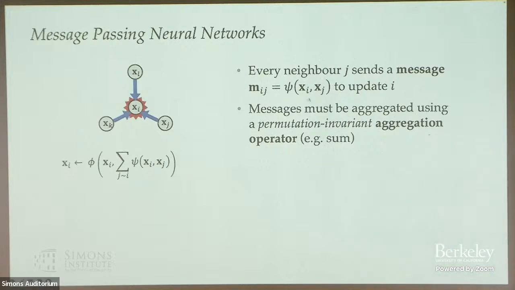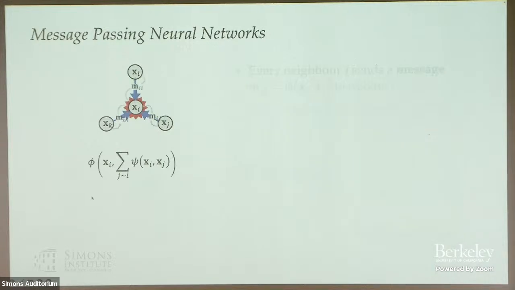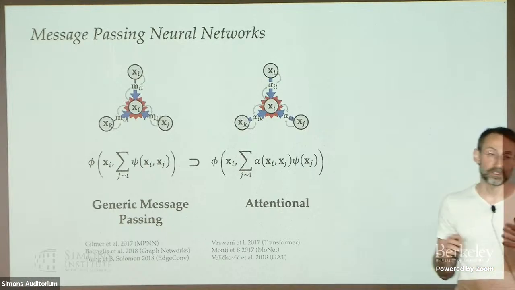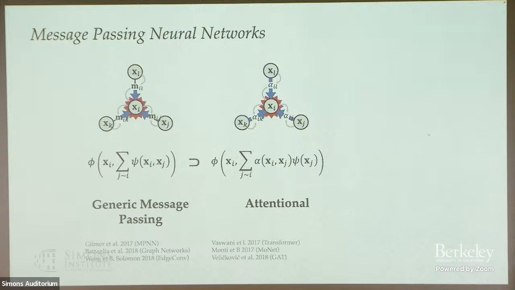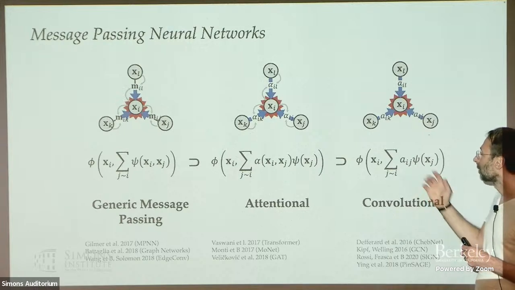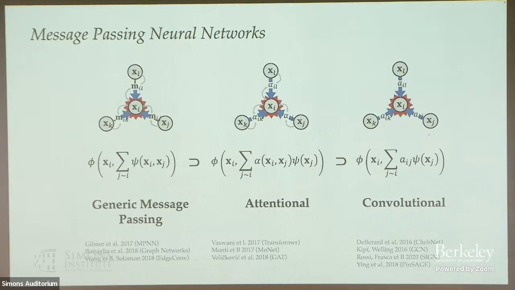Depending on the choice of this aggregation operation, we can distinguish between generic message passing, attentional architectures, the most famous instance being transformers, right? You can see transformers as a special type of graph neural network operating on a complete or fully connected graph with some extra stuff, which is positional encoding, or convolutional architectures that I would like to consider here. The reason for the name is that when your graph is a grid, this architecture boils down to the classical CNNs that you use in computer vision.